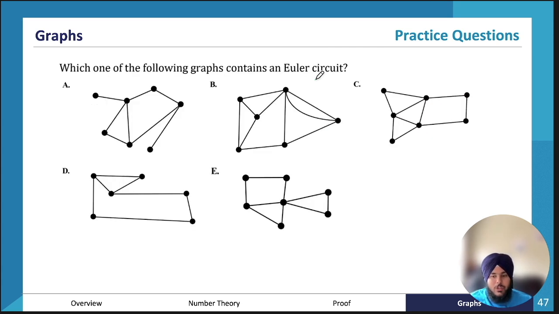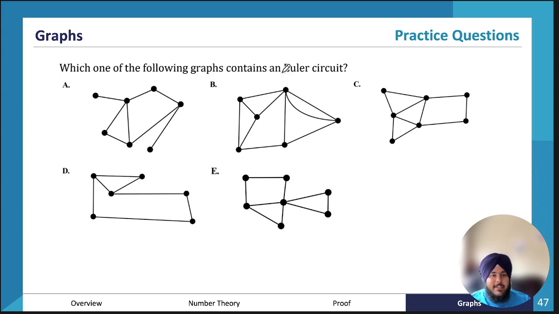Okay, next question. Also while I'm doing these questions, if you're watching this lecture live or you're watching the recording, please make sure to actually pause when I get to a particular question, attempt it yourself, and then watch the solution. Because specialist maths is a subject that requires you to have a lot of practice, so really start to get all your practice in, from the beginning. Don't wait till it's exam time or SAC time. Okay, which one of the following graphs contains an Euler circuit?